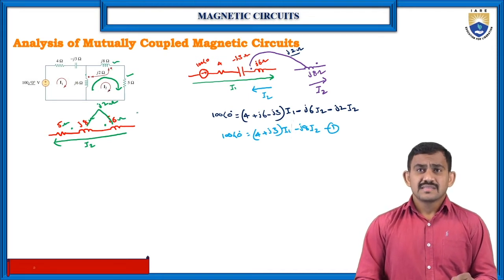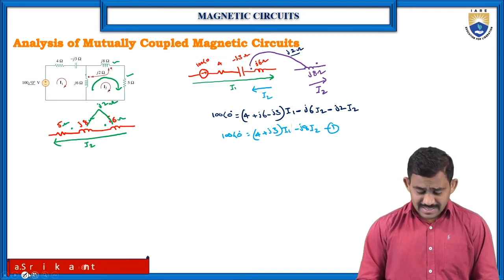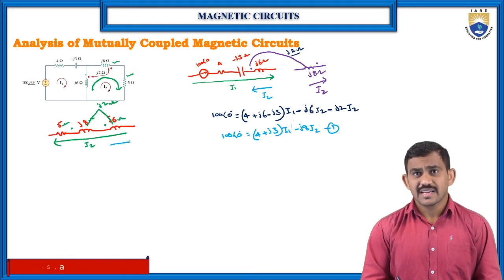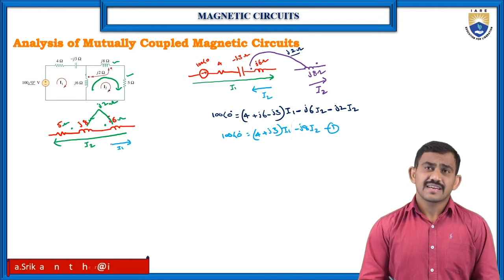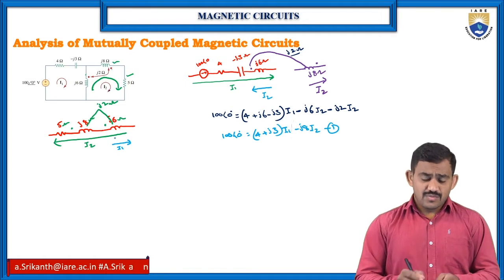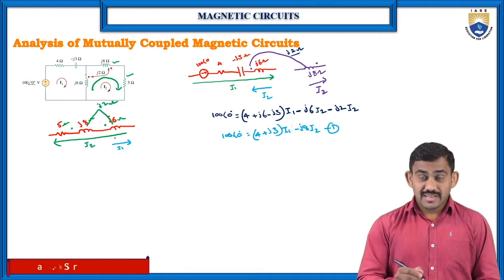Then we have one more. The 6J has one more current, that is the I1 current. This is the I1 current direction. Both I1 and I2 are reverse. Now write the equation.